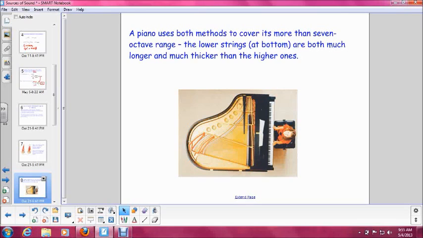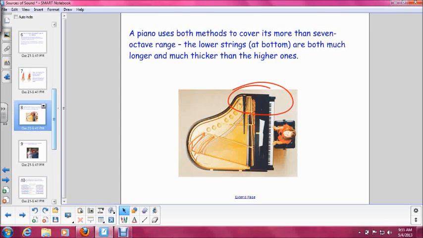So the lower strings at the bottom of the piano are not only very, very long, they're also really thick. And this causes them to vibrate more slowly, so the frequency is going to be much lower. The ones at the top, up here, at the very high pitch end, are going to be really short and pretty thin. And this is going to help them vibrate very quickly to have a high frequency.